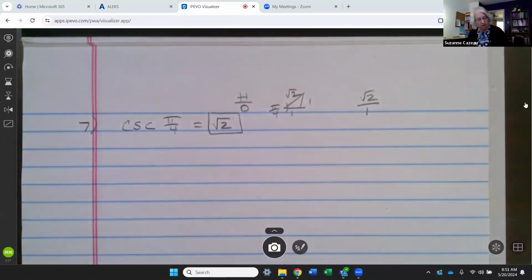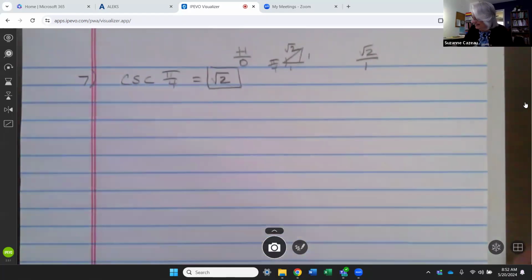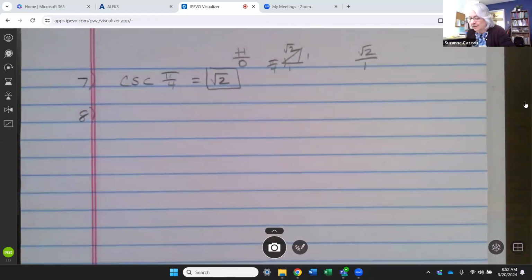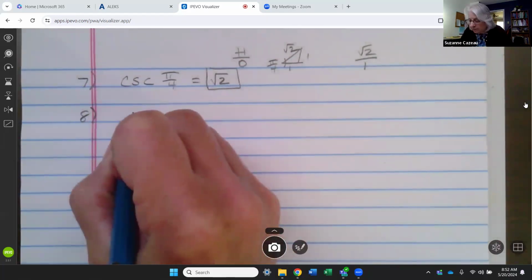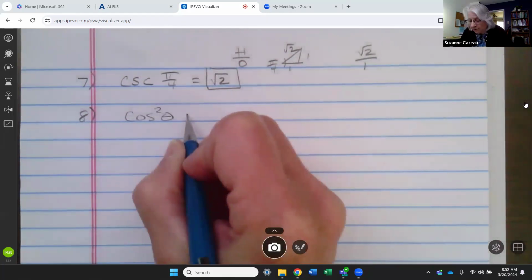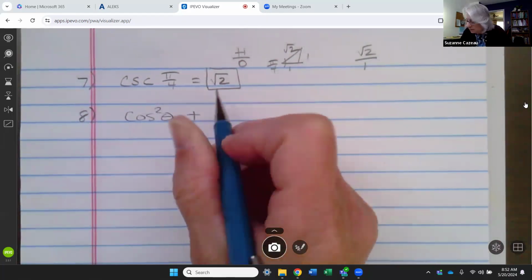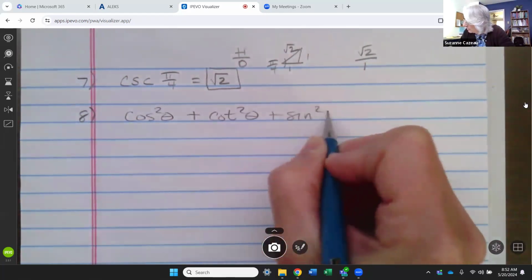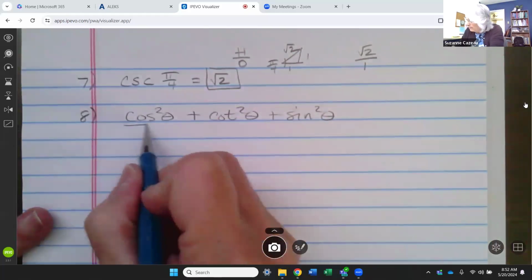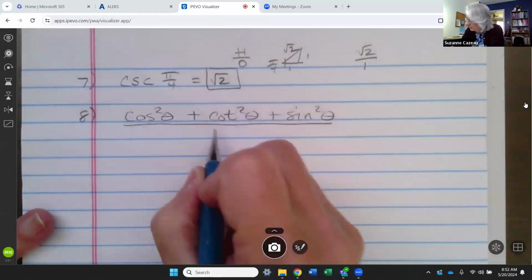Number 8. Ooh, number 8. Use identities to rewrite the following expression. So we have cosine squared of theta plus cotangent squared of theta plus sine squared of theta divided by cosecant theta.